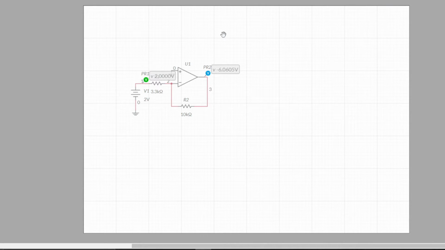And of course, this is probably going to split up into two parts. I'll show you an inverting amplifier and a non-inverting amplifier with given examples.